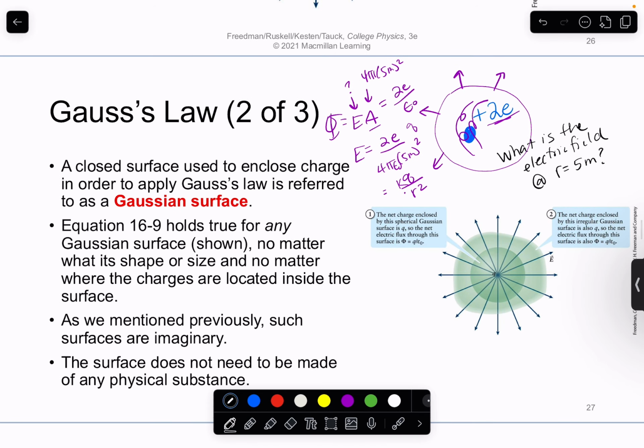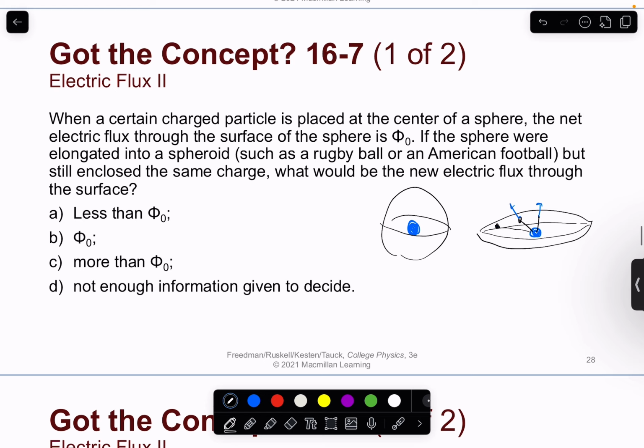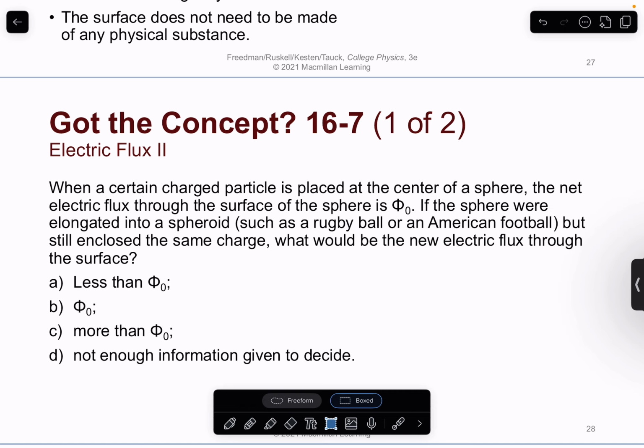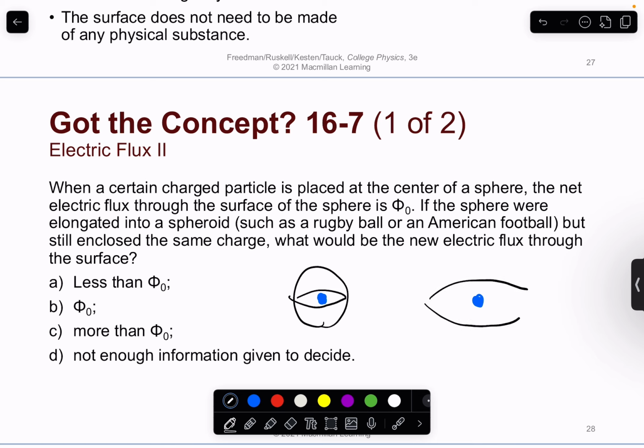Okay, so that's what this text here is basically saying. The shape of the surface doesn't matter. Let's look at this, got the concept. When a certain charged particle is placed at the center of a sphere, the net electric flux through that surface is phi naught. So we said, okay, this is like what we did before, right? We got this guy. Now, what if instead of a sphere, we use a spheroid, an American football shaped object? What would be the flux through that surface?